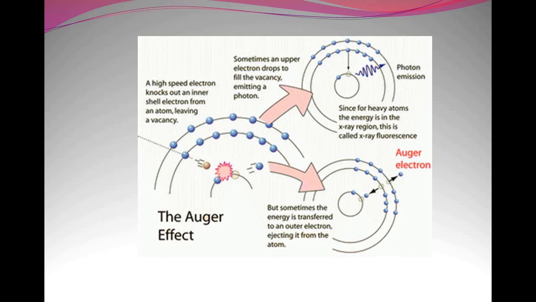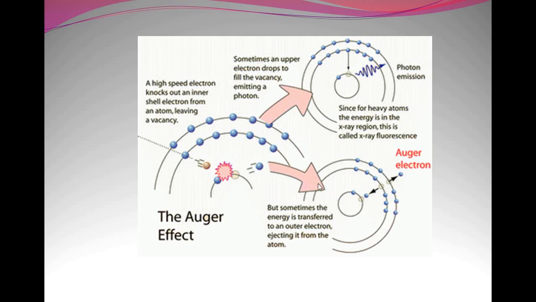And how this happens, you can see. We have a picture. A high-speed electron knocks out one electron. So you can see that this electron is moving from here and you have a vacancy. And now what happens? There are two possibilities. This is the first possibility we have discussed. This is the vacancy, and to this vacancy an electron from the higher energy level is filling that vacancy, and that difference in energy is emitted as photon emission, that means X-ray emission.